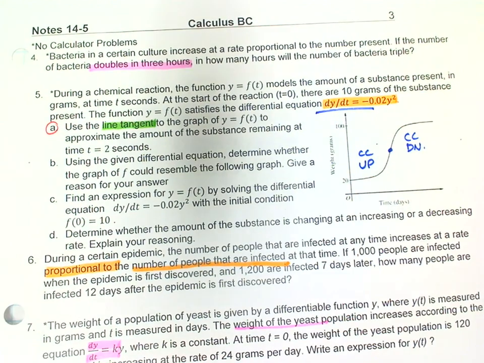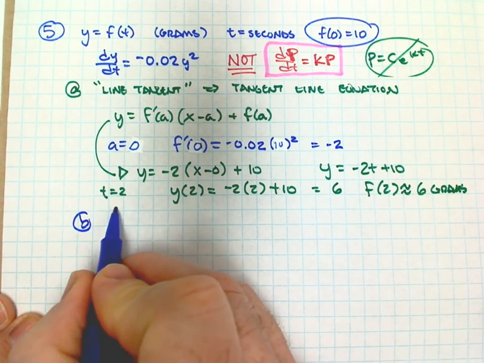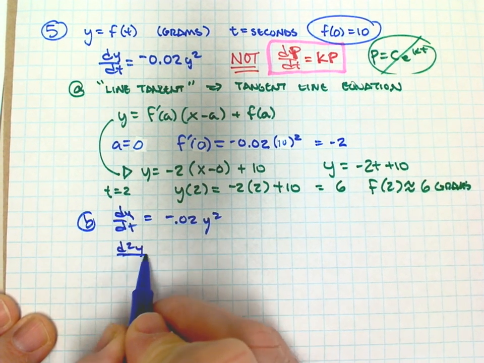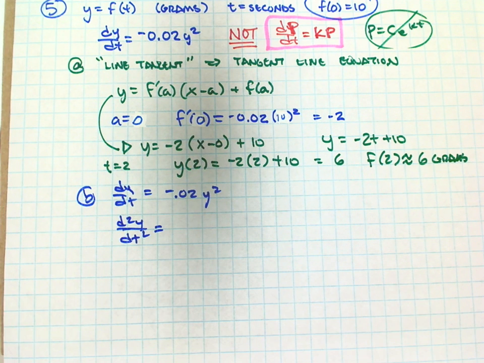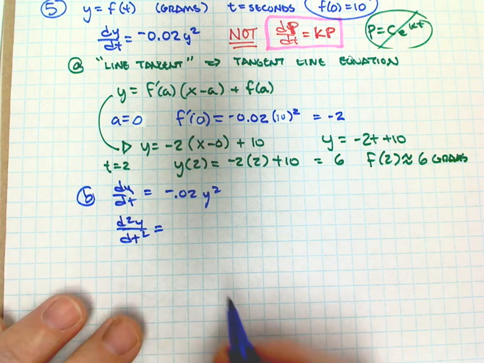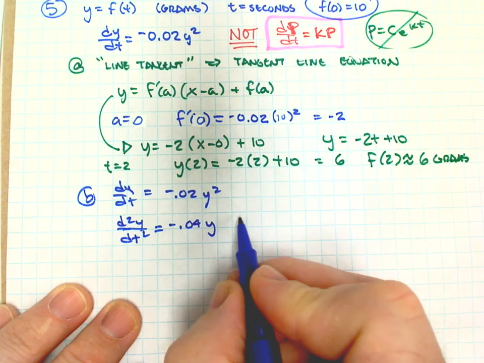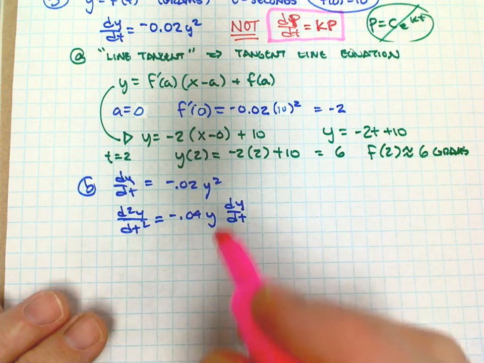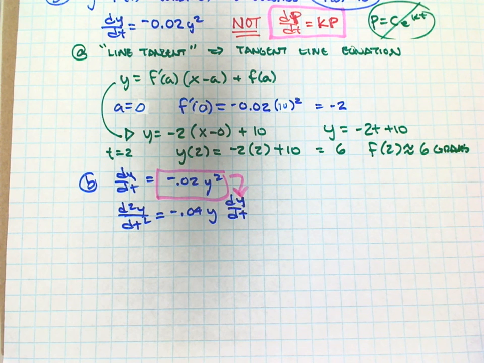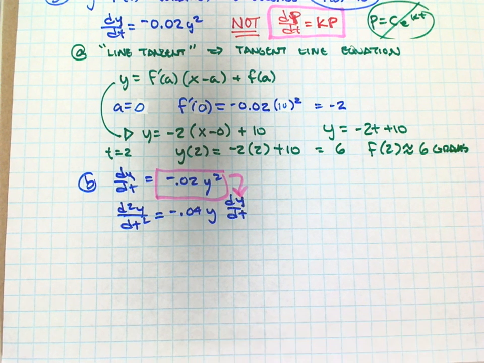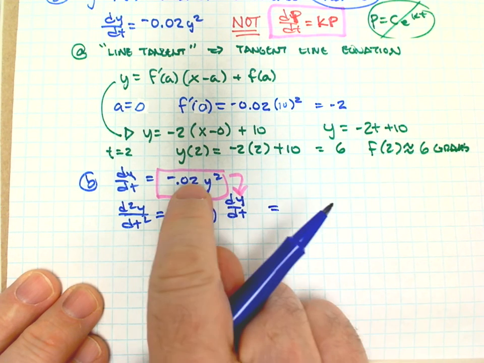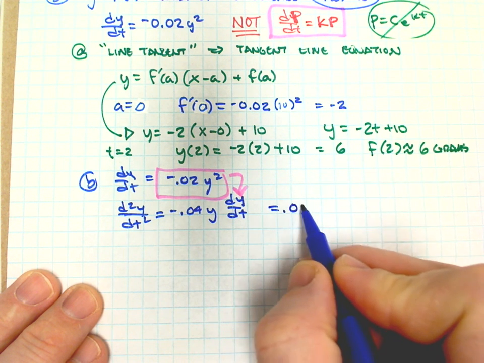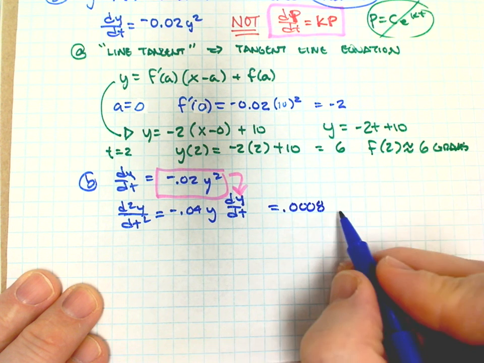To check concavity, we know that concavity is not based upon dy/dt, but it's based upon our second derivative. So let's go ahead and take the second derivative of this and check this out. You'll see that this will be -0.04 times y times dy/dt. We can go ahead and substitute in for dy/dt and do a little multiplying here. -0.02 times -0.04 will give us a positive 0.0008. Y times y squared will give us y cubed.